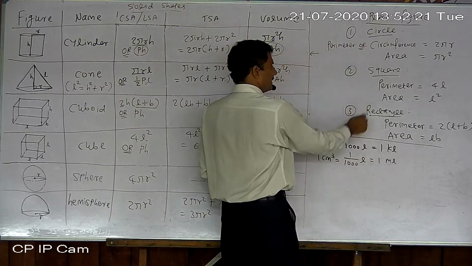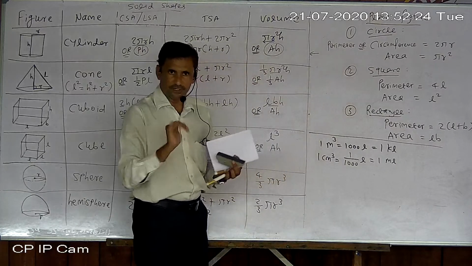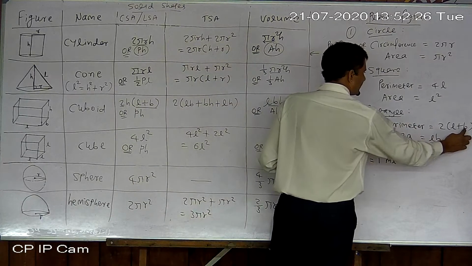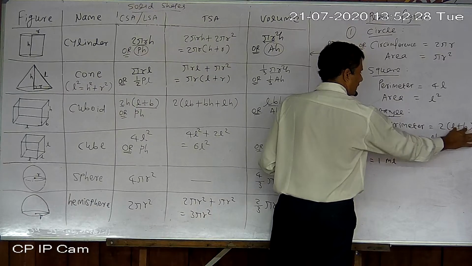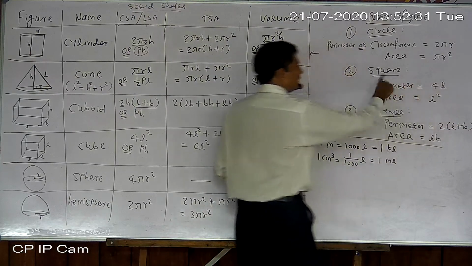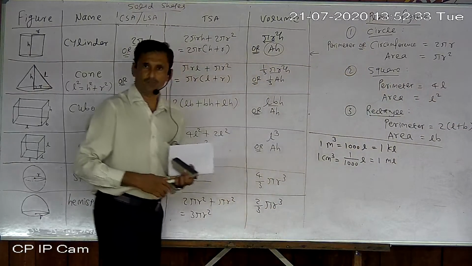Actually, a square is one type of rectangle only. Square is one type of rectangle only. So here B is also L and L is also L. This way you can get the area and perimeter of a square also.